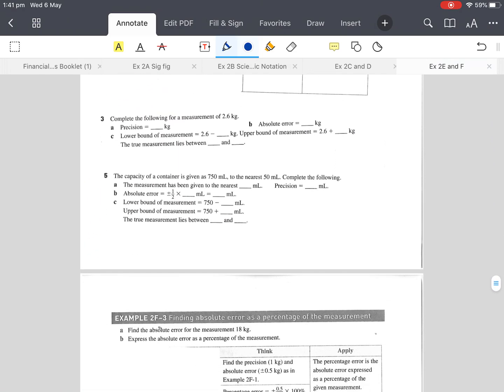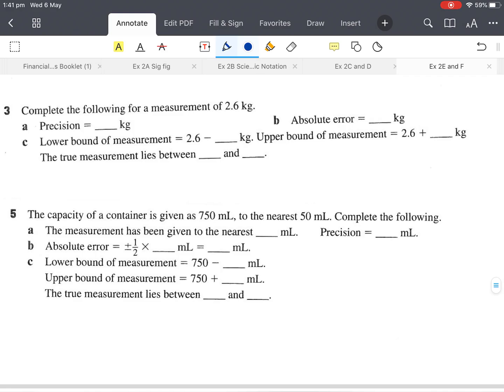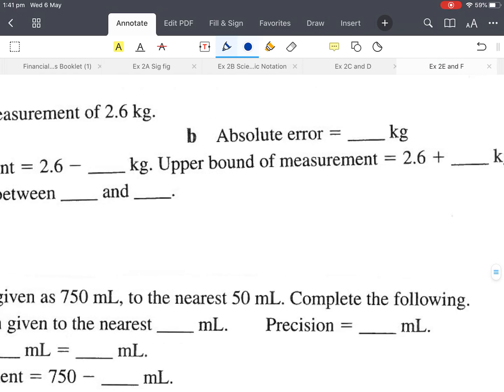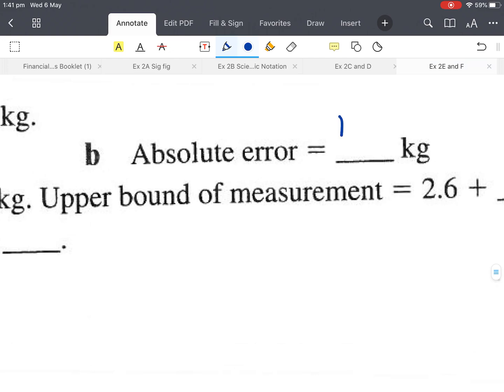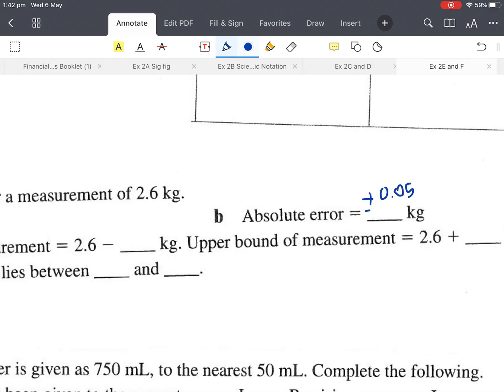All right, next question. So let's do that again. Number 3, complete the following for a measurement of 2.6 kilos. Okay, precision is to the nearest. It's in the 10th position, the last number, so it's to the nearest 0.1 of a kilo. So therefore the error is half of that, plus or minus 0.05, isn't it? Sorry, can't write that little space.